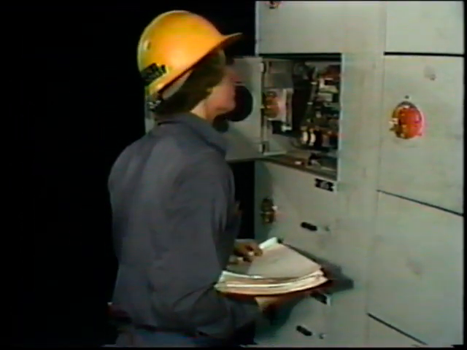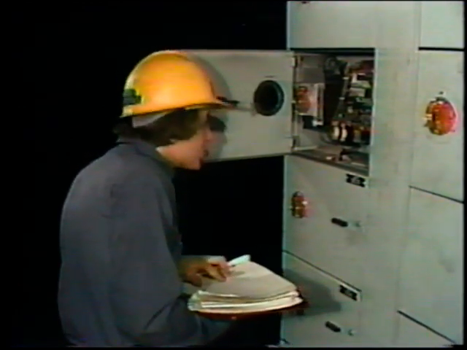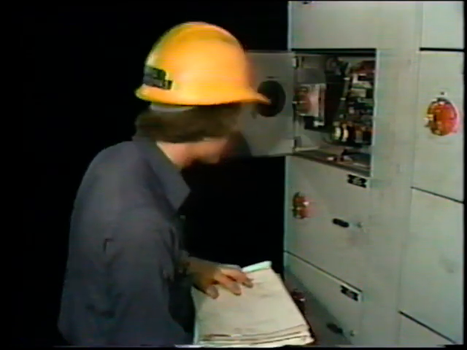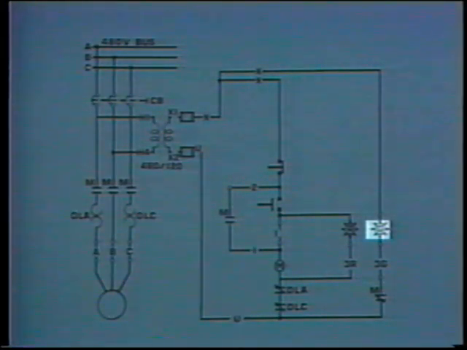So he once again refers to the schematic to determine where either a short or a ground could occur in the circuitry. Since the green indicating light went out when the start button was pushed and never came back on, it indicates that the fuse probably blew when the start button was pushed.